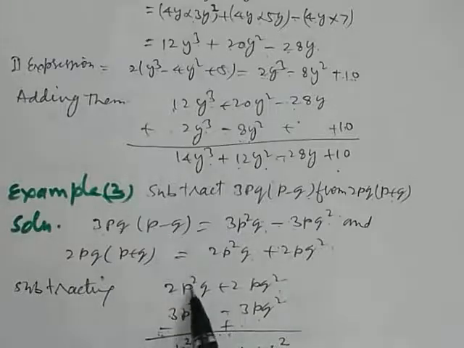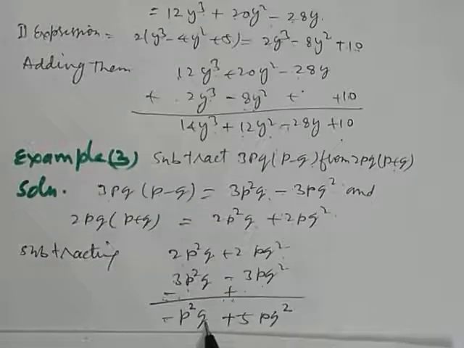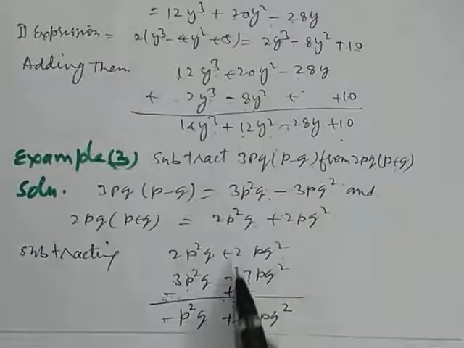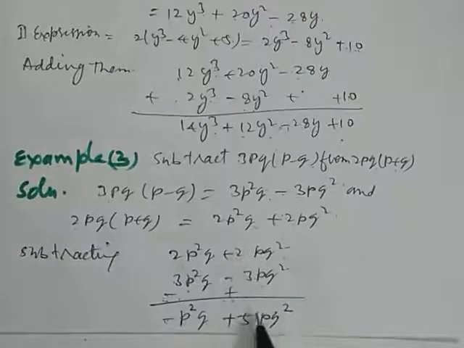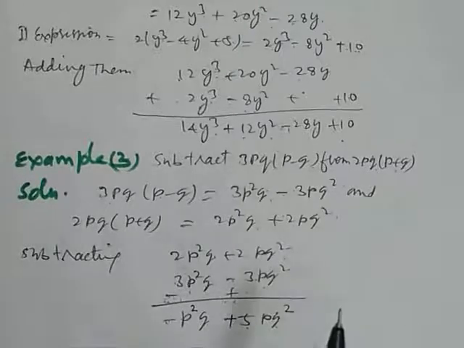Now 2p square q and this minus 3p square q have different signs, so subtract them, and this is the bigger term, so the sign comes from this negative sign. So minus p square q is here, and both the terms are positive because this is positive and this is positive. So 3 plus 2, 5pq square. So this is our result. Okay.